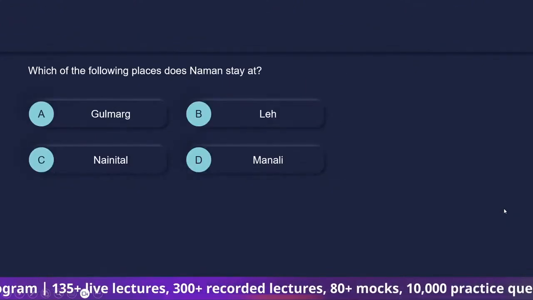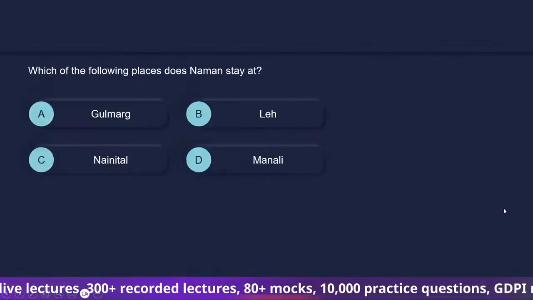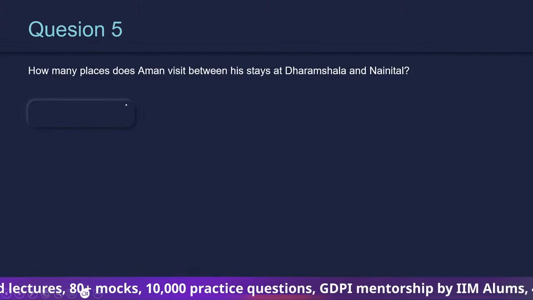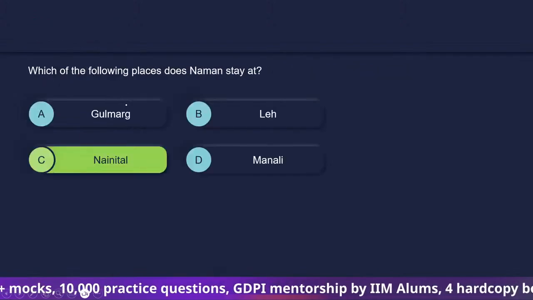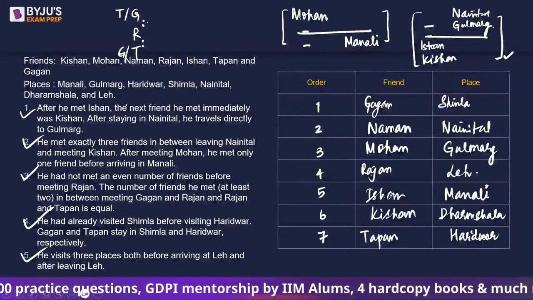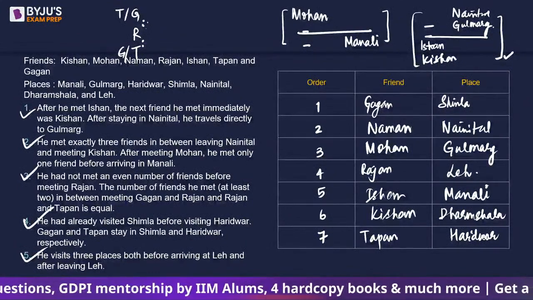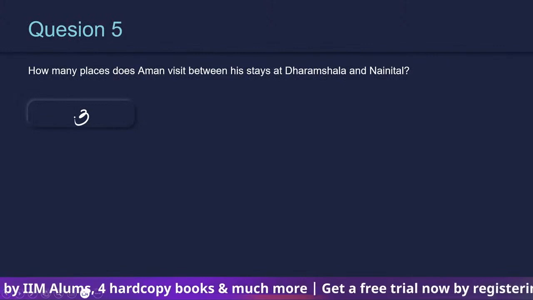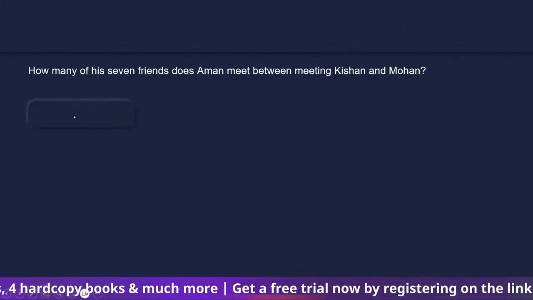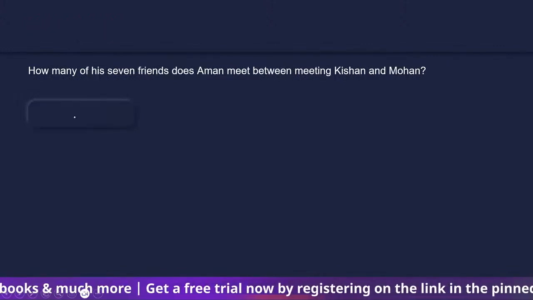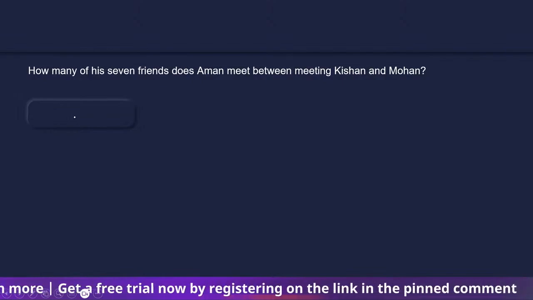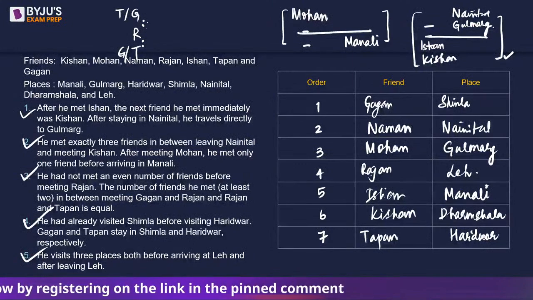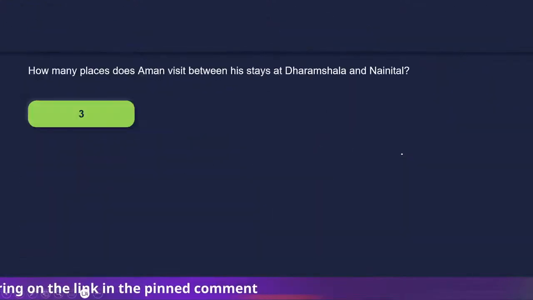Which of the following places does Naman stay at? Naman stays at Nainital. How many places does Aman visit between his stays at Dharamshala and Nainital? Between Dharamshala and Nainital, he stays at 3 places, Gulmarg, Leh and Manali. So 3 is going to be the answer. How many of his 7 friends does Aman meet between meeting Kishan and Mohan? Between Kishan and Mohan, 2 friends, Rajan and Ishan.